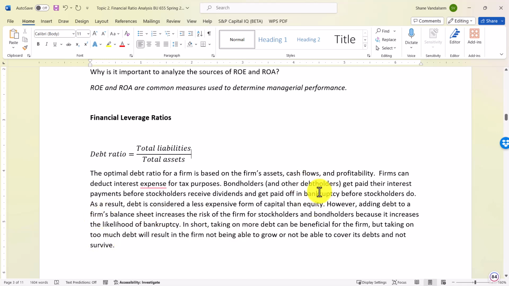So as a result, debt is considered a less expensive form of capital than equity. However, adding debt to a firm's balance sheet increases the risk of the firm for stockholders and bondholders because it increases the likelihood of bankruptcy. In short, taking on more debt can be beneficial for the firm, but taking on too much debt will result in the firm not being able to grow or not being able to cover its debts and not survive.